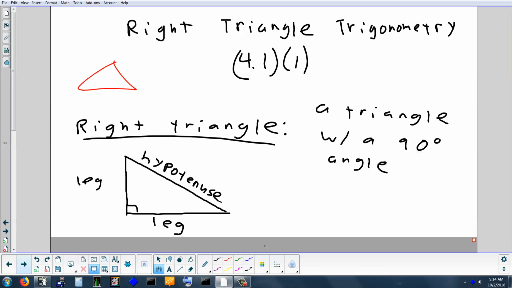Okay, and when you have a triangle with a 90-degree angle, then we also have something else. We also have what's called a hypotenuse. Okay, the definition of a hypotenuse is the side opposite the 90. If you don't have a 90, you don't have a hypotenuse. And then the 2 shorter sides that aren't the hypotenuse, those are your legs.